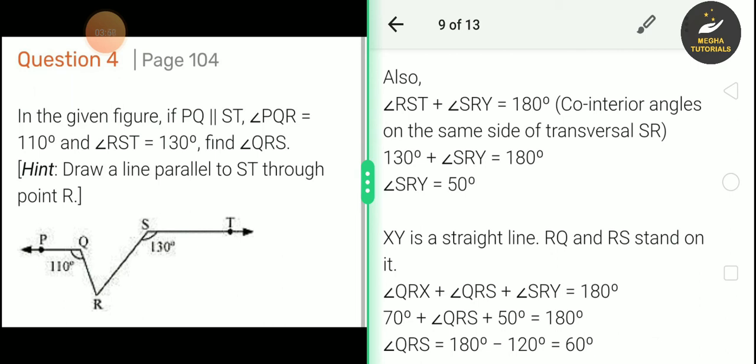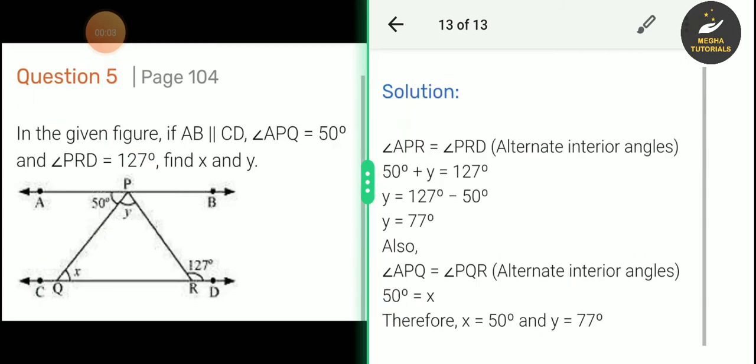70 degrees plus 50 degrees is equal to 120 degrees. Then we will transpose 120 to the RHS. Therefore we can write angle QRS is equal to 180 degrees minus 120 degrees, which is equal to 60 degrees. So angle QRS is equal to 60 degrees.